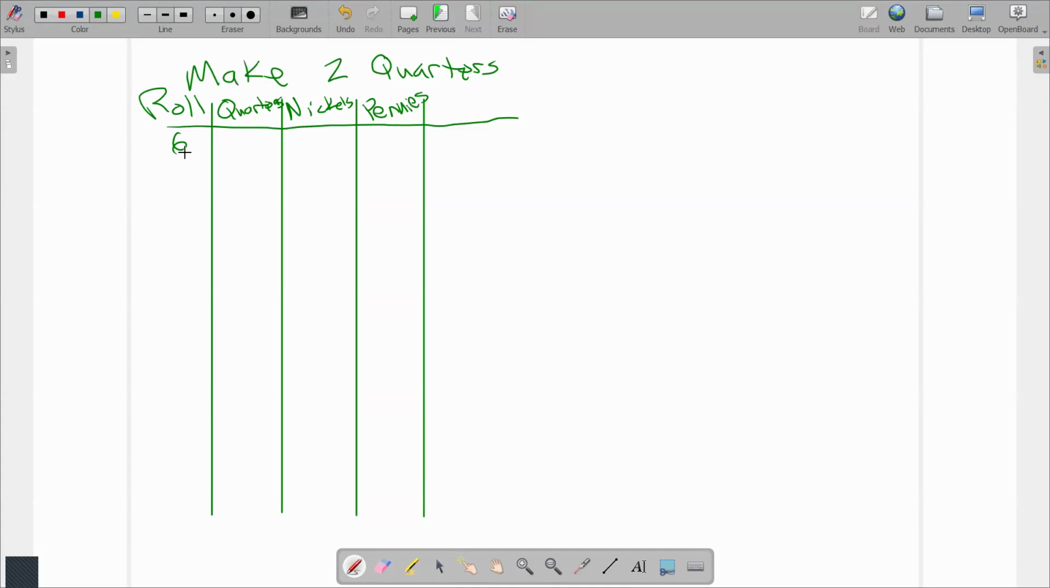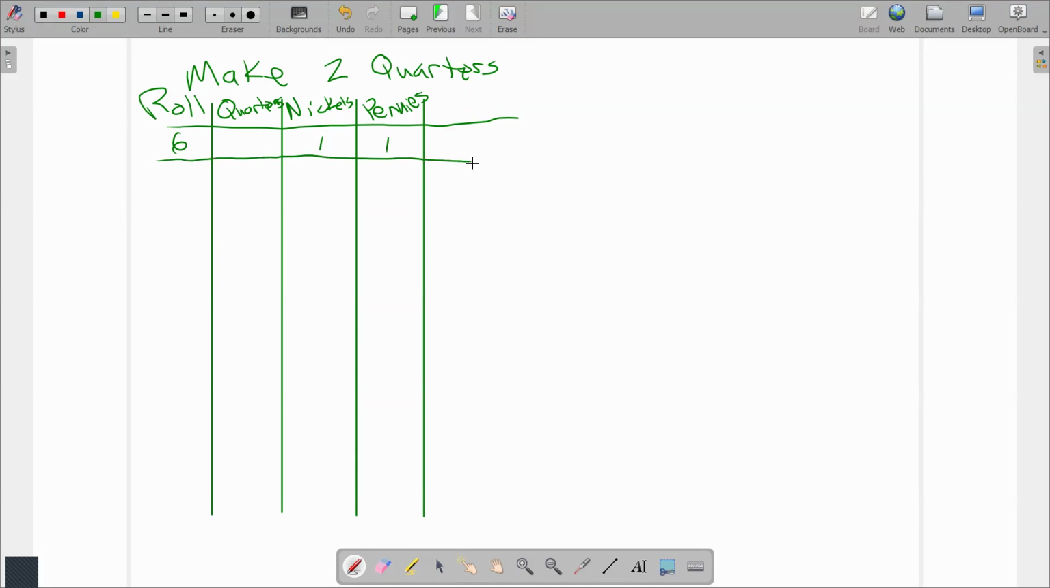Okay, so I have 2 choices. I could just go grab 6 pennies, but what's the better way to give change for 6 cents? Yep, so it'd be 1 nickel and 1 penny. So that's what I'm gonna write in my table. Then I'm gonna roll again.